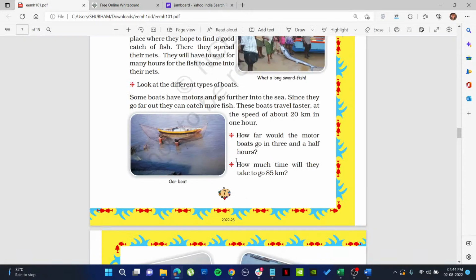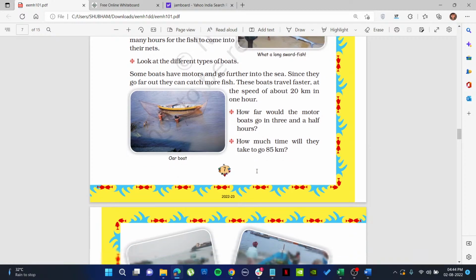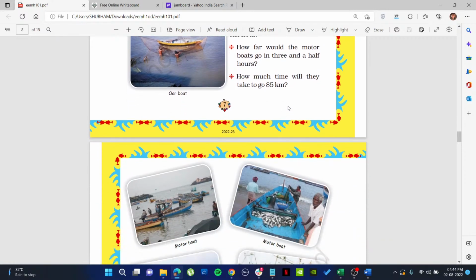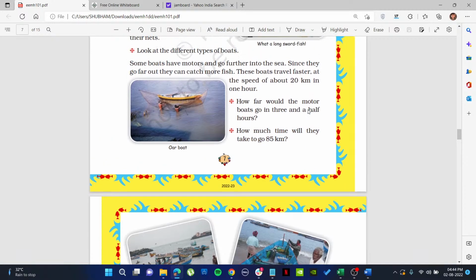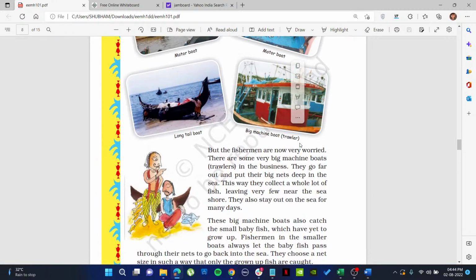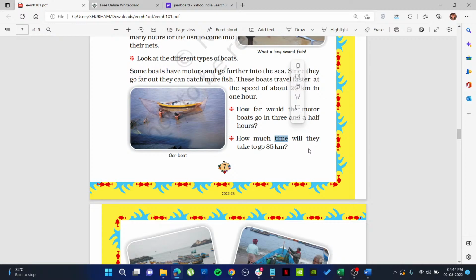Okay, I hope this question might be clear to you. Now let's explore our another question. How much time will they take to go 85 kilometers? So here we need to calculate the time. We can calculate this very easily, and let me tell you how.